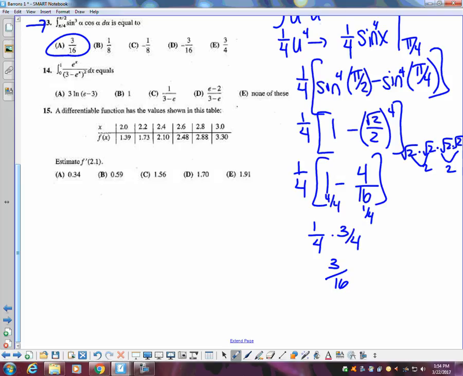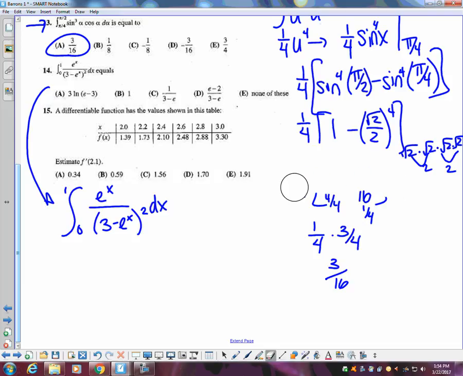Okay, the next one we're going to do is number 14. And I'm going to come down here. Okay, so I have the integral from 0 to 1, e to the x, 3 minus e to the x squared dx. Can I erase this a little bit? Okay.